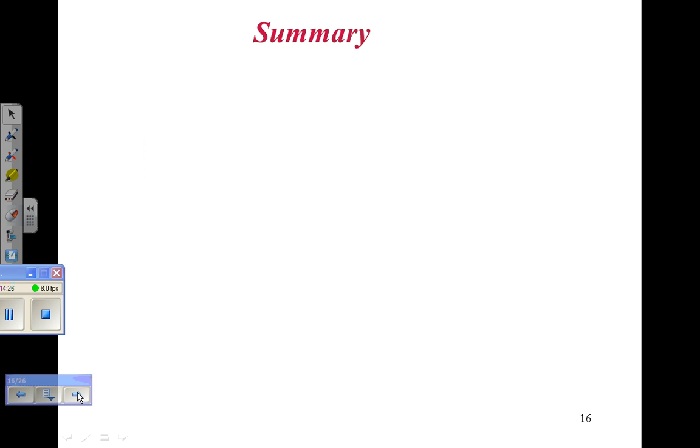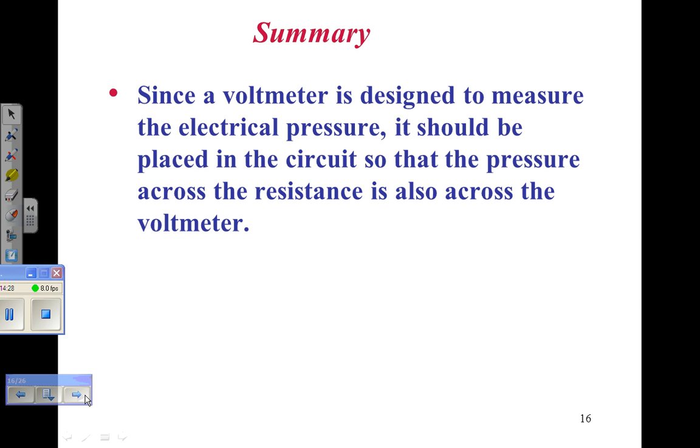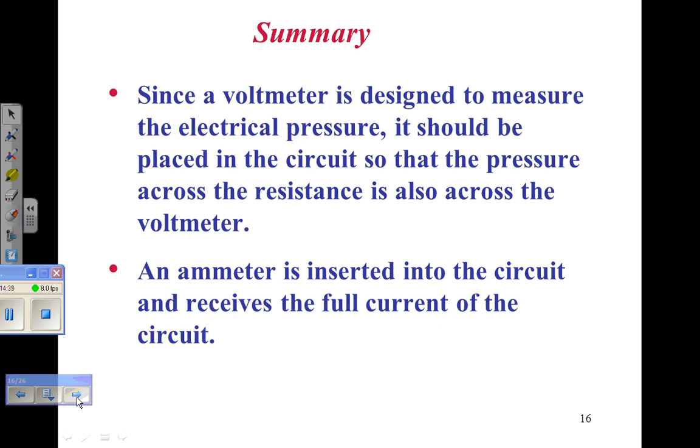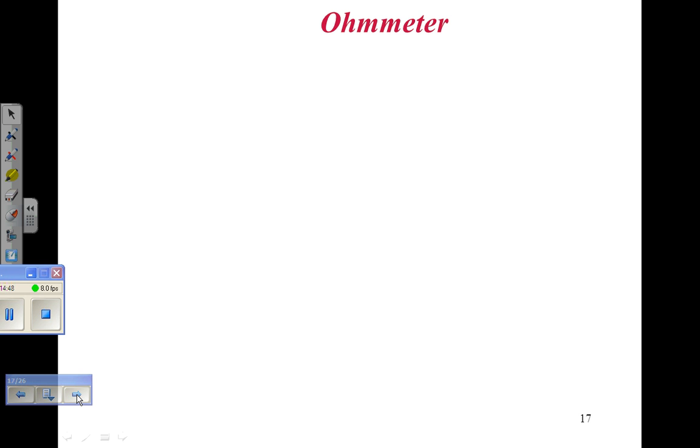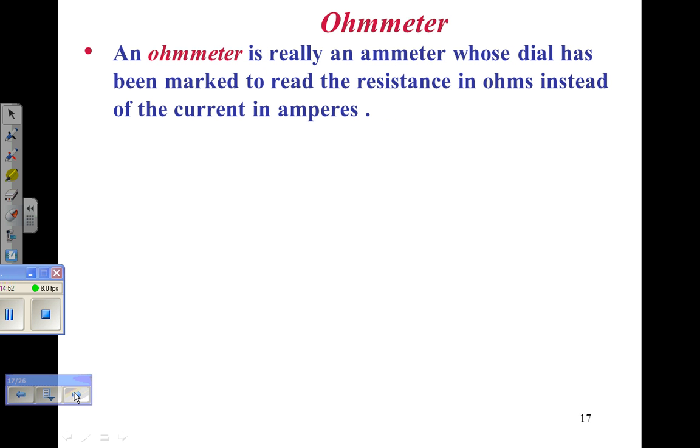Okay, so a quick summary of this is that voltmeters measure differential electrical pressure and should be placed in the circuit across the resistance. An ammeter is inserted into the circuit, breaks into the circuit, and receives the full current of the circuit. So what if your meter cannot take the kind of current that's in the circuit? You might want to use a different meter, or there's a thing called a shunt so that you can read a proportion of the current, but we'll talk about that later.